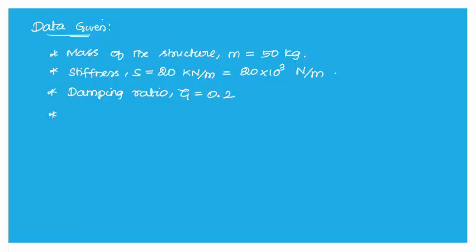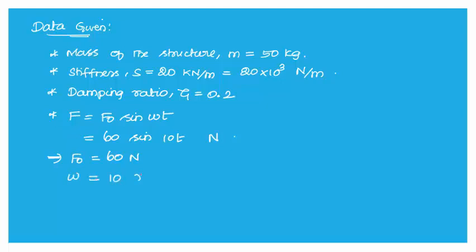Next data is given for representing the simple harmonic disturbing force acting on the system. The standard format for the simple harmonic disturbing force is F is equal to F naught sin or cos omega t, where F naught is the maximum value of the applied force, omega is the circular frequency of forced vibration, and t is the time. Here the disturbing force expression is given as 60 sin 10t newton, from which we can take the value of F naught as 60 newton and the circular frequency of forced vibration as 10 radian per second.